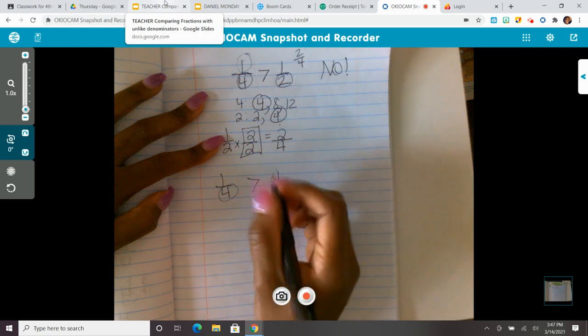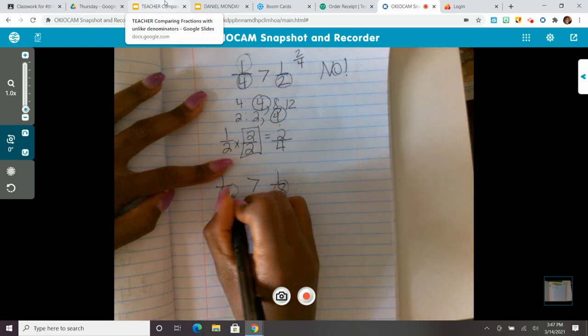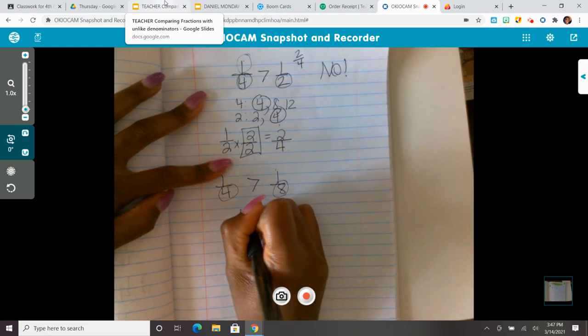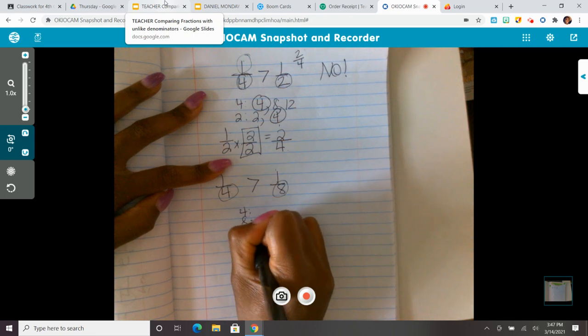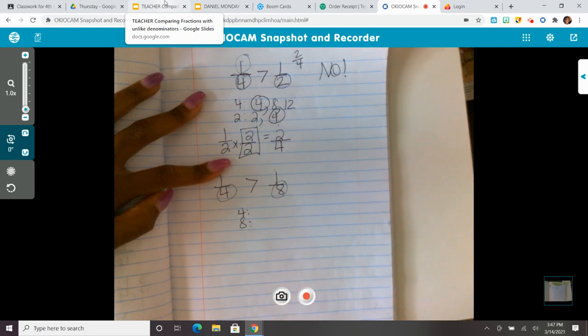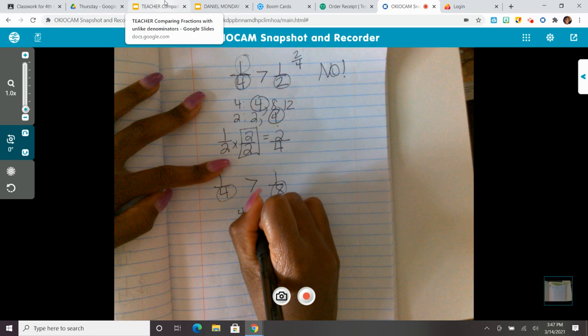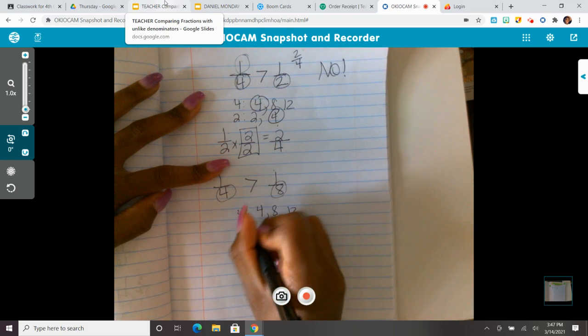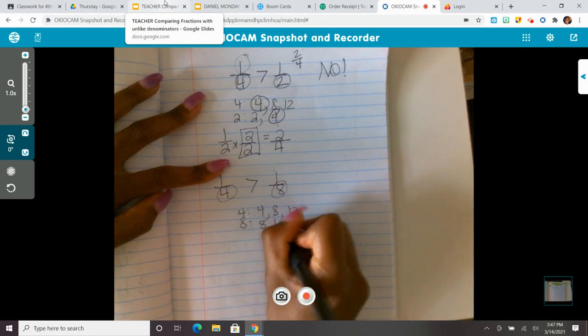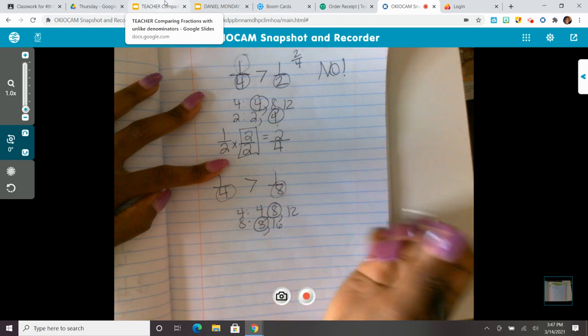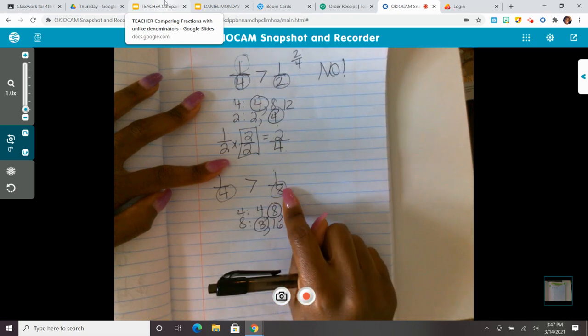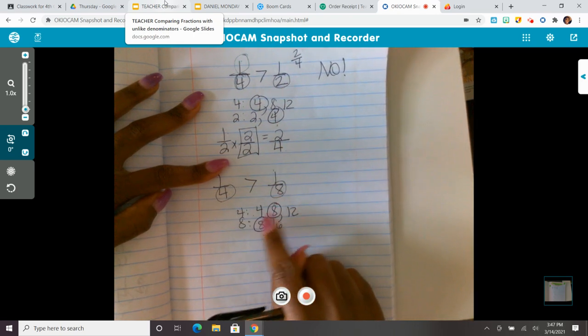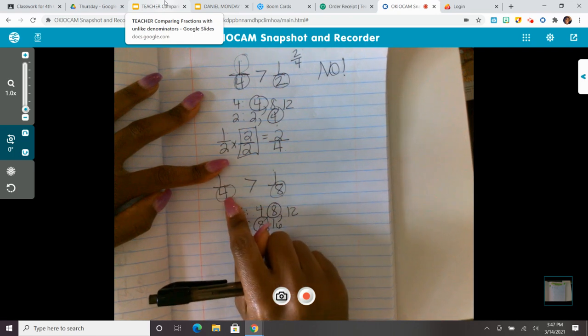All right, so find the denominator that they have in common. What do you think the denominator is that they have in common? Okay, let's see. 4, 8, 12. All right, 8 is 8, 16. I'm going to stop here. They share 8. So am I going to have to change 1/8? No, because that's just what they share. I'm going to change this 1/4 into eighths.